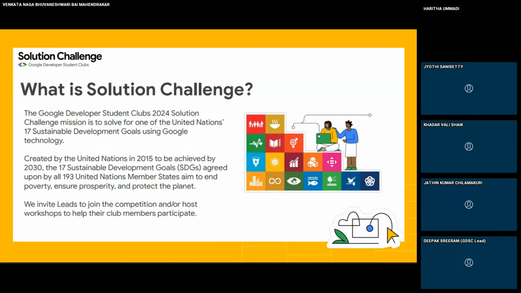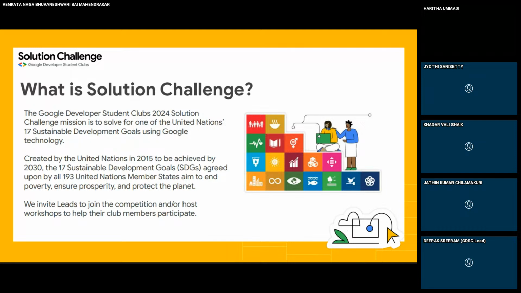So by using Google technology, we are going to solve any of the problems that we will discuss later in the session. United Nations leaders, like all the state members, had a meeting on real-time problems which local people are suffering, and they want to solve those problems through engineering students. So they took this GDSC club, and through this club, everyone can understand what problems we have in society, and they want us to develop projects and give solutions to them. So this is about the Solution Challenge. I hope you understand this.